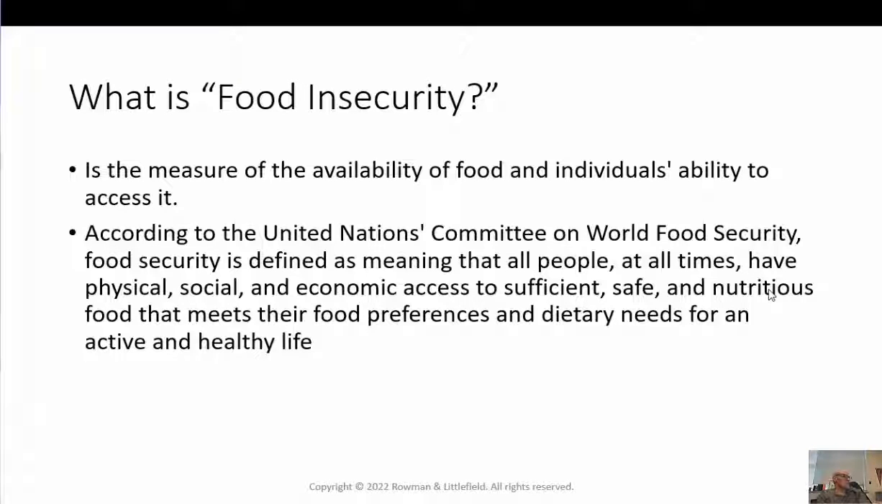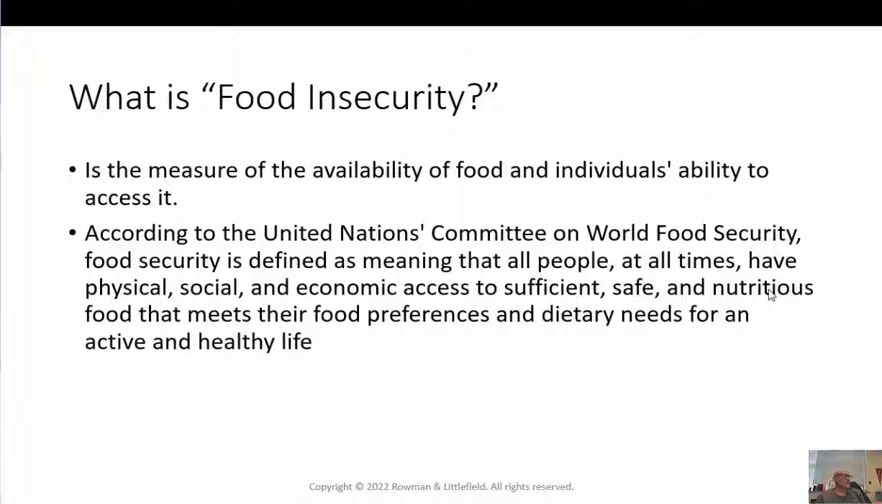So food security or insecurity is the measure of availability of food and of individuals' ability to access it. And we'll talk about that more in our research presentation, because when we talk about this access component, there's a physical access, but there's an economic or monetary access to it as well.